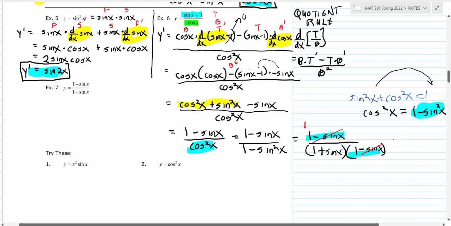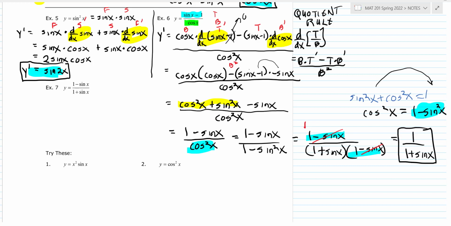So the answer to this problem, that derivative after all that work, would be 1 over 1 plus sine x, and there aren't any identities that will take that any further for us. Okay, so this is what's going to happen on these problems. There's going to be times when you don't have to use any identities, but there's also going to be times when you do. Okay, so that's how that one works out.